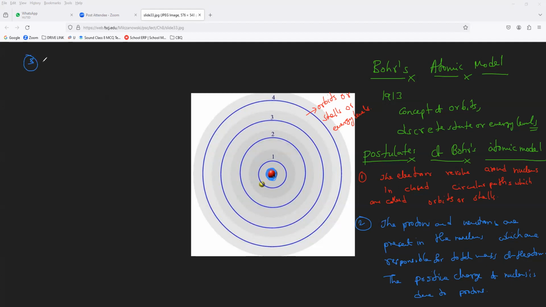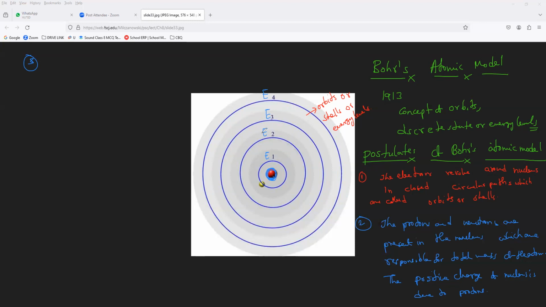Next, third point. Each orbit has a fixed amount of energy. So we are having different orbits. Now you draw this diagram also. Each orbit, let me take it as E1, E2, E3, and this is E4. E1, E2, E3, E4 are actually energy levels.